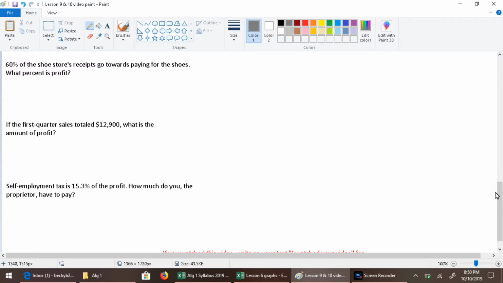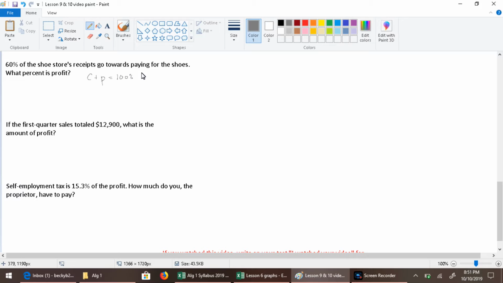All right, 60% of the shoe store's receipts go towards paying for the shoes. What percent is the profit? Okay, so then it gives a hint that says, remember that cost plus profit equals 100%.